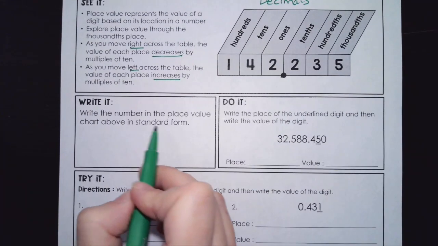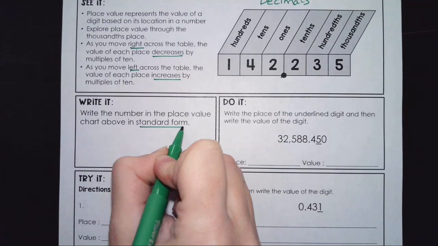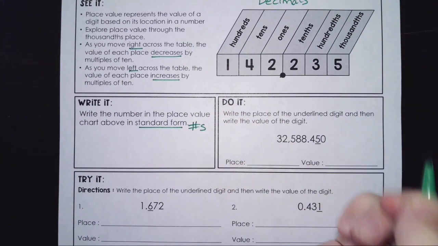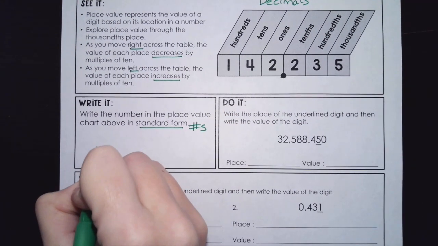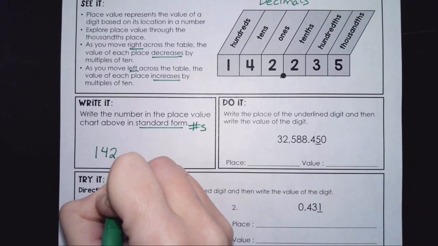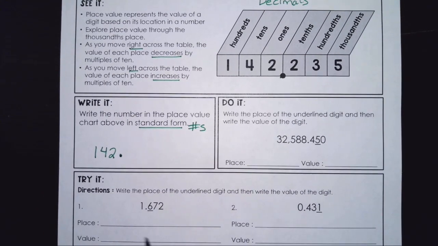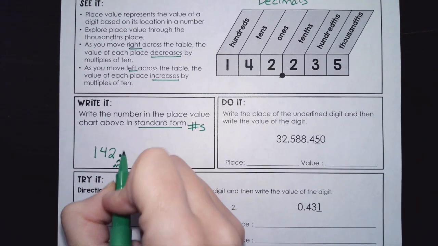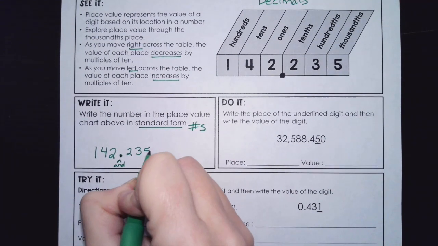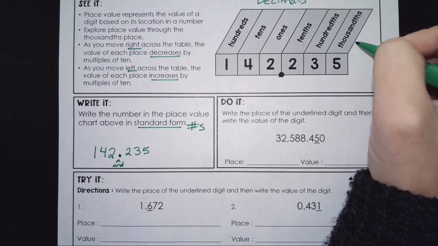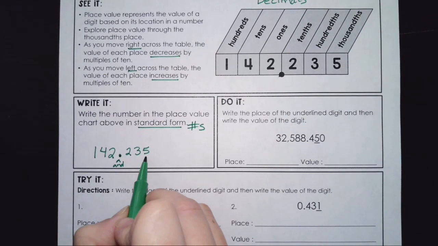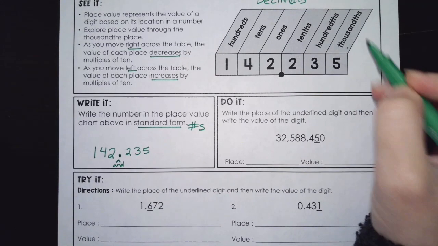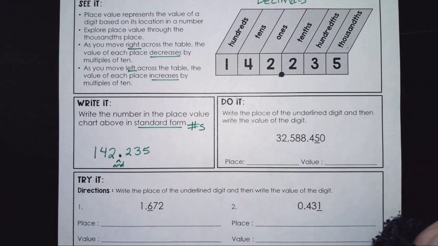So we're going to write the number in the place value chart above in standard form. Remember, standard form just means numbers. So the number up here is 142. And remember, when we say a decimal, it means and. 235, and then thousandths. Whatever the last place in our decimal is, that's the word that we label it with, the place.